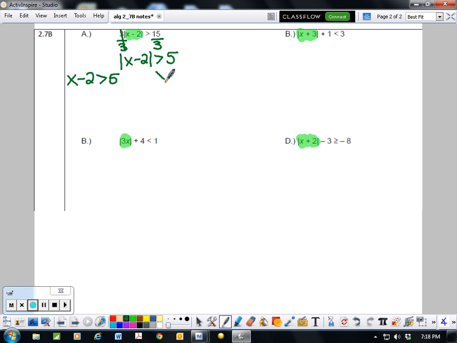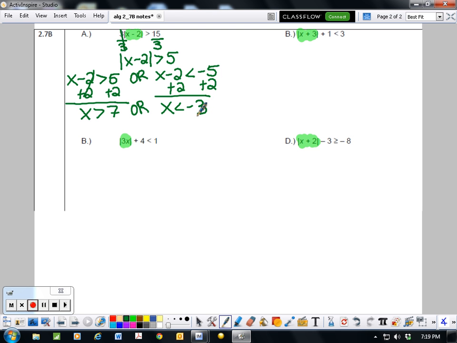Now I'm going to take the original inequality, x minus 2 is greater than 5. And then I'm going to take x minus 2, flip the symbol, and make the 5 negative. Now the next thing I need to know is, is this an "and" or an "or" problem? Well, because it's a greater than, it's "or," because it needs to be going out. Greater than problems go out. So now I go ahead and solve. I add 2 to both sides, so I get x is greater than 7. I know my 5 looks like a 6. Or, and now I add 2 to both sides here, x is less than negative 3. And there's our answer.